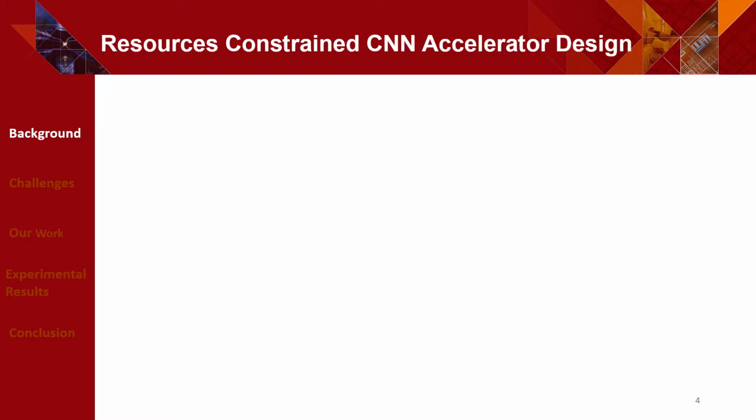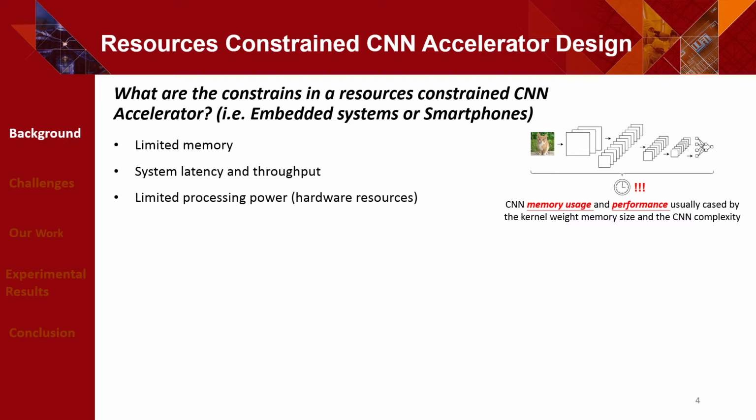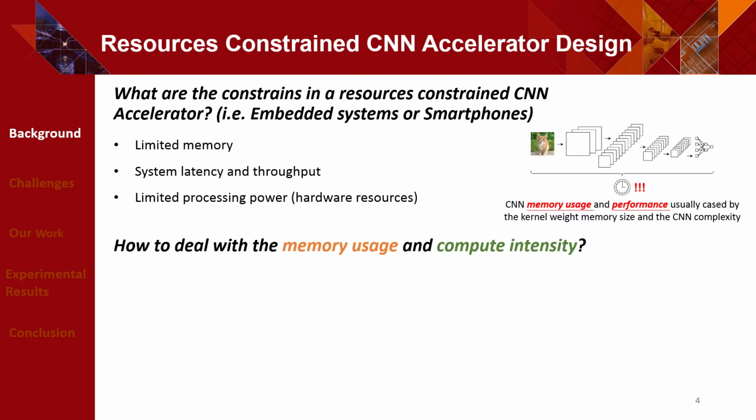After we understand what a CNN looks like and its characteristics, for a constrained platform, for example an embedded system or smartphone, how do we design the CNN accelerator? These usually have limited memory, system latency and throughput are much more of a concern, the processor power is usually limited, and of course there are hardware resource limits, for example how many DSPs or adders you have in the device. So how do we solve this problem?